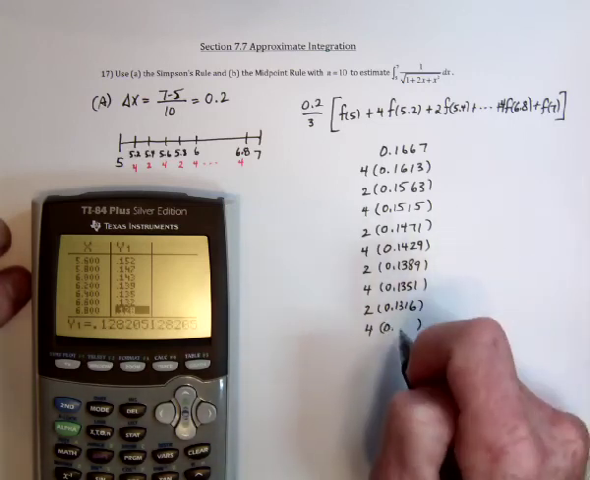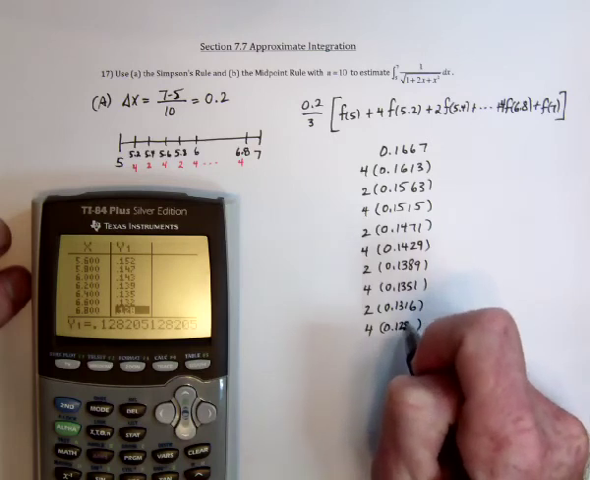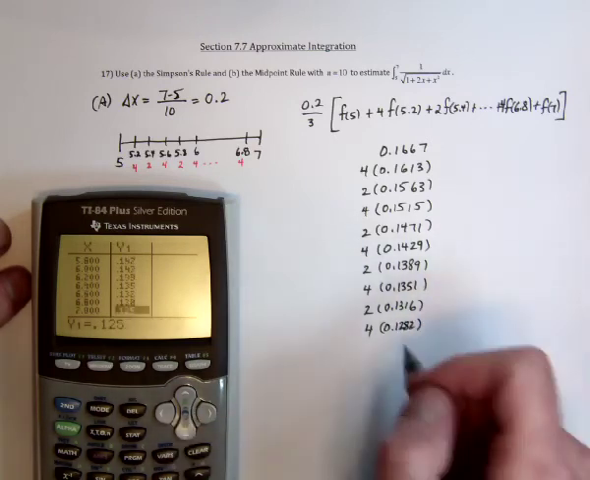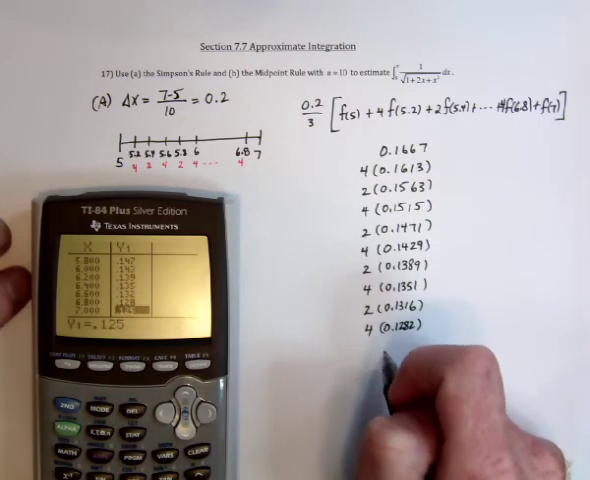So 0.1282. The last one we need to plug in is the 7. That doesn't get multiplied by anything. That is just 0.125.